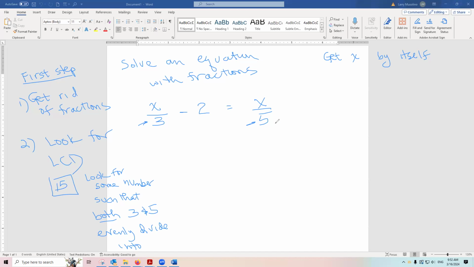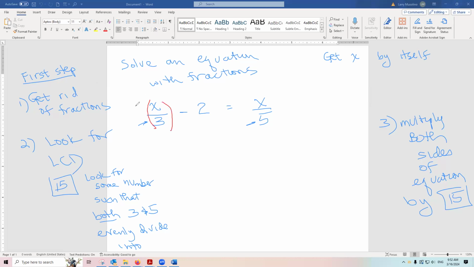All right, here's the last step. I'll call it step 3. Step 3 is you multiply both sides of the equation by that LCD. In our case, it's 15. So I'm going to multiply both sides by 15. Now, one thing I've got to be careful about is to multiply everything by 15, each expression.